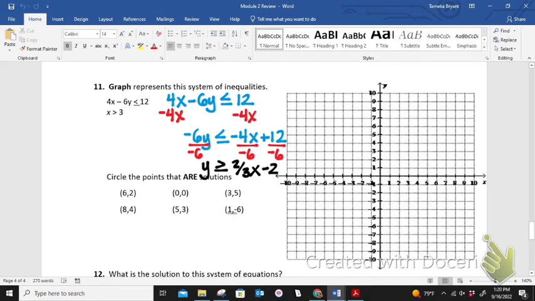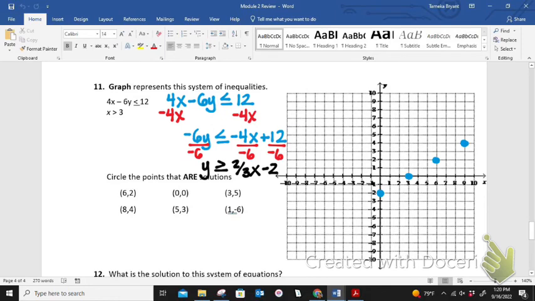So let's go ahead and graph it. Put a point at -2 on the y-axis. And from that point, because your slope is 2/3, you're going to go up 2, to the right 3. So up 2, to the right 3, put a point. Up 2, to the right 3, put a point.